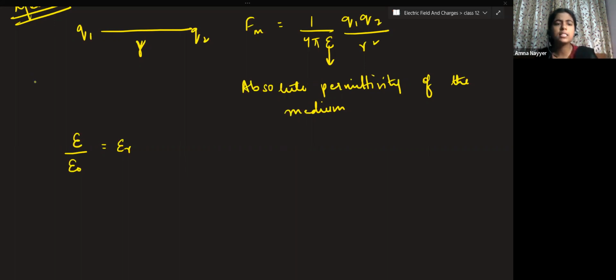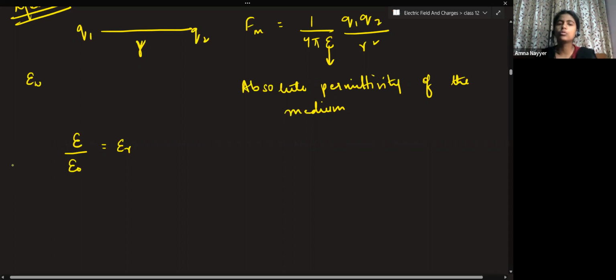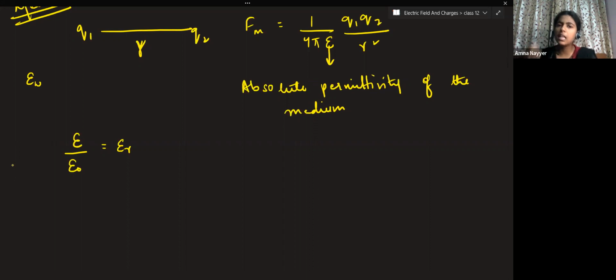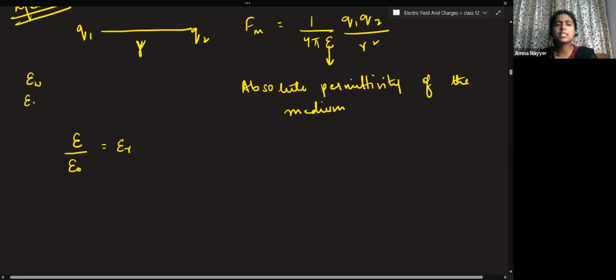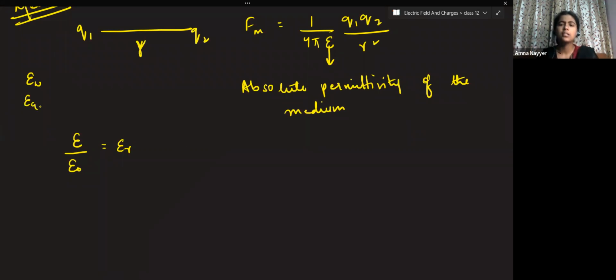If you have a different medium, supposedly water, you can write it as epsilon W. That will be having a certain value. Then you have a different medium, let's say glass. You can write it as epsilon g, that will be having its certain value which will represent the value of the permittivity of the medium in glass. So specifically for air we have this, but for different media you can have different values.